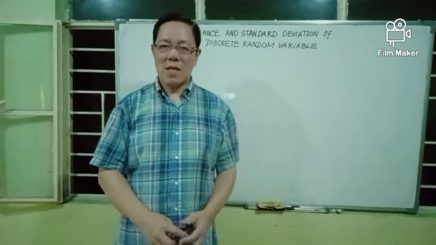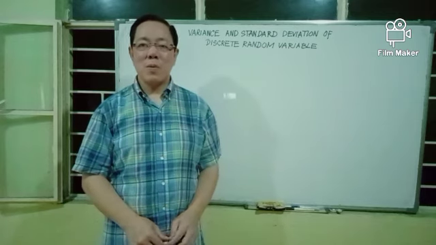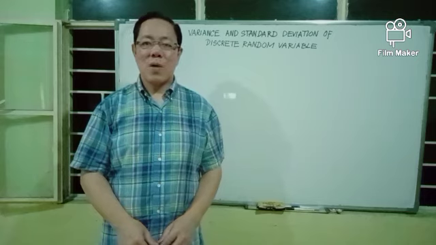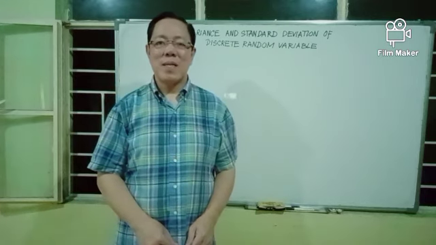For today, we will take up the variance and standard deviation of a discrete random variable. We will also take up Chebyshev's theorem as well as the empirical rule that applies for a distribution of data whose shape is bell-shaped.